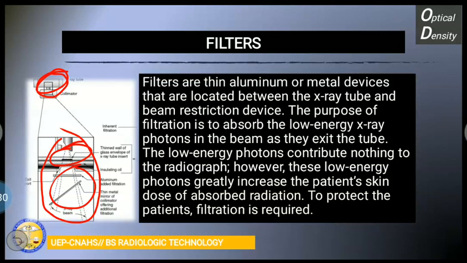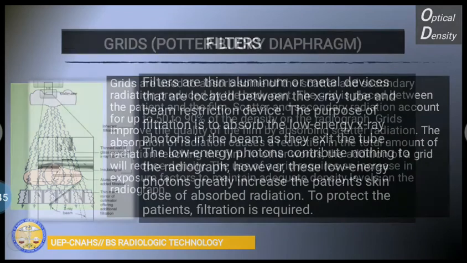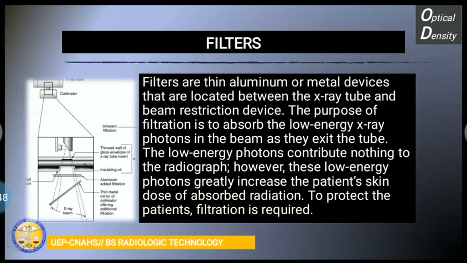However, these low photons greatly increase the patient's skin dose and absorb radiation. To protect the patients, filtration is required. Kumbaga, yung filters, pwede natin siyang tinatawag na beam hardener. Di ba? Gin-harden. Matigas ang radiation kasi nga nakaka-penetrate na siya. Hindi na siya attenuated, nakapass through na ang radiation from the body na marireceive ng image receptor.